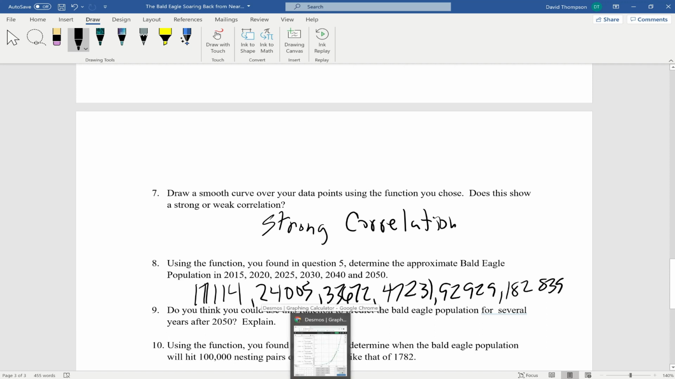Do you think you can use this function to predict the bald eagle population for several years after 2050? So we actually predicted up to 2050, which by good statistics, we don't have data past 2006. So even much after 2006, that's just too far to go into the future. We don't have enough data to go much farther than 2010. So we'll say, no, this is too far past the known data.